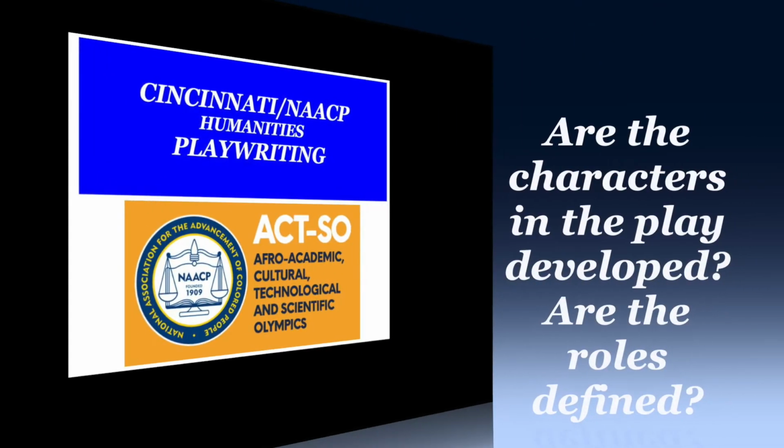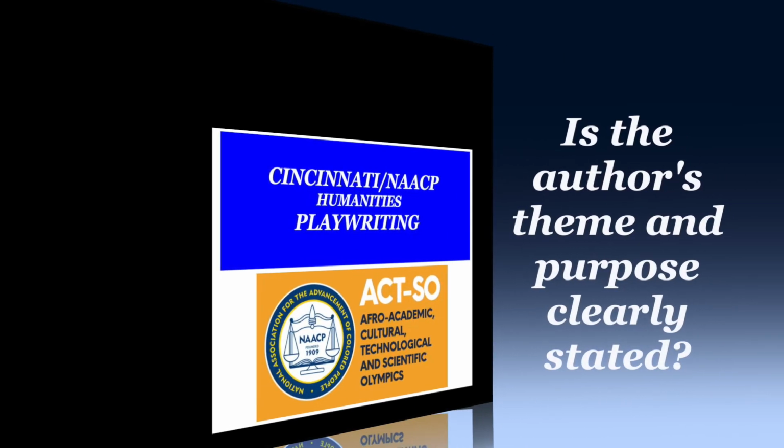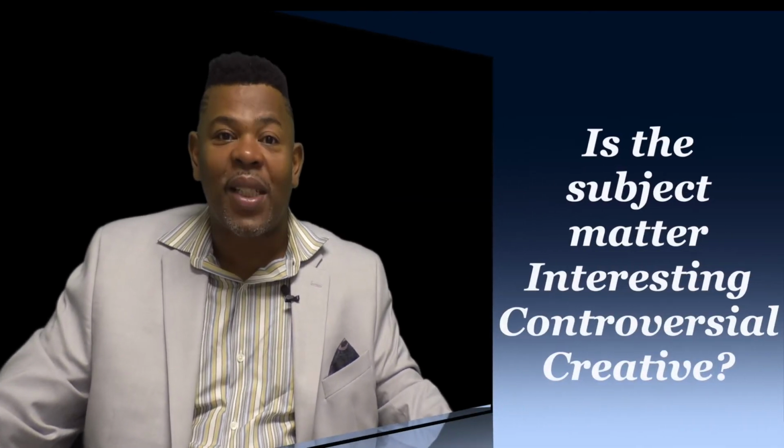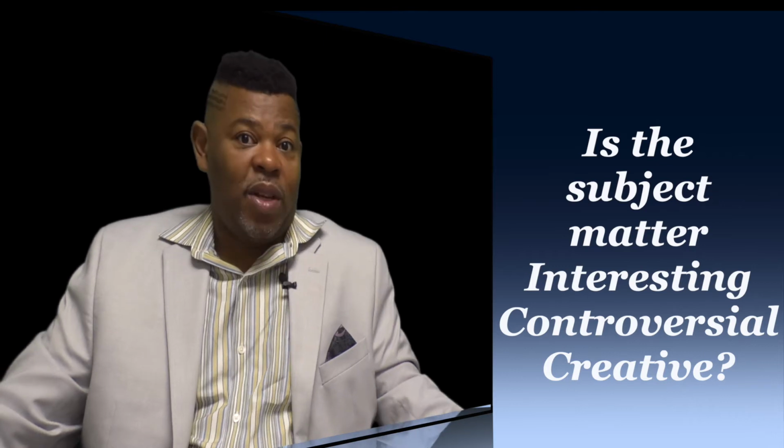Characterization, 10 points. Has there been an antagonist identified or protagonist identified? Are there characters in the play developed? Are there roles defined? Clarity, 10 points. Is the author's theme or purpose clearly stated? Content, 25 points. Is the subject matter interesting? Is it controversial and/or creative?